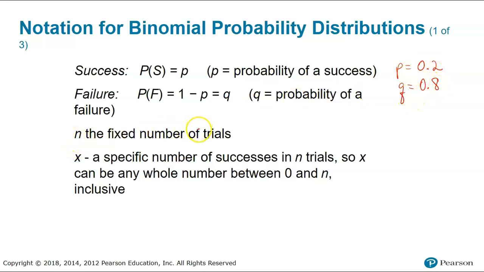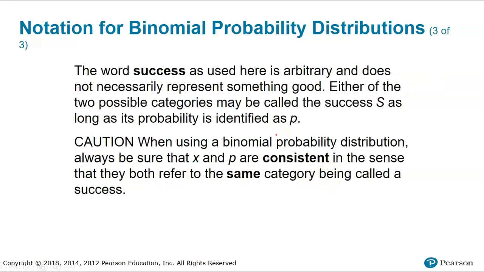N is your fixed number of trials, and X is a specific number of successes in N trials. X is going to have to be a whole number, and it's going to be between 0 and N. So X is never going to be larger than your N. Okay, and we talked about the fact that success is kind of arbitrary and it's not intended to represent anything necessarily good or bad. One thing you want to be sure that you're consistent with and understand is that the X and the p have to be consistent and they're referring to the same category. So it's important to define what success is so that you can carry that throughout the problem.